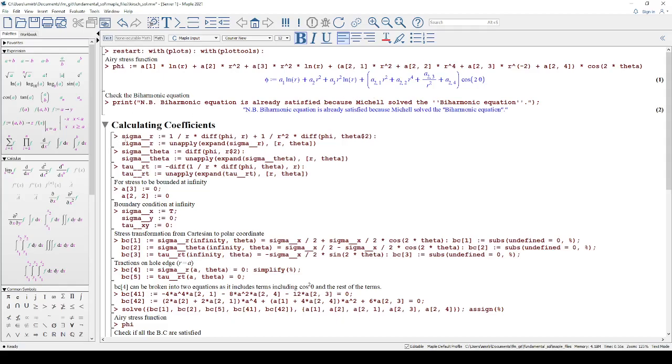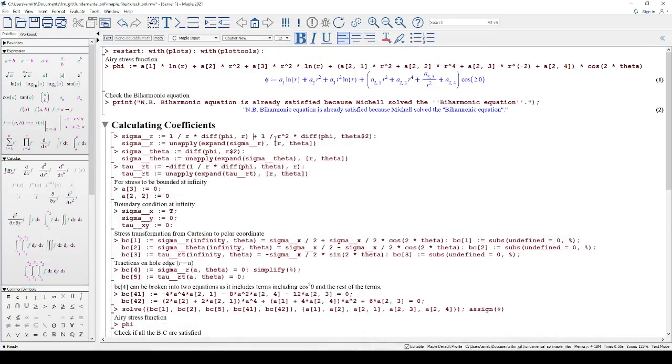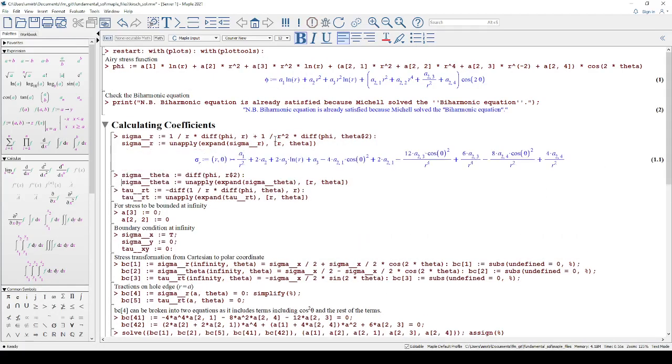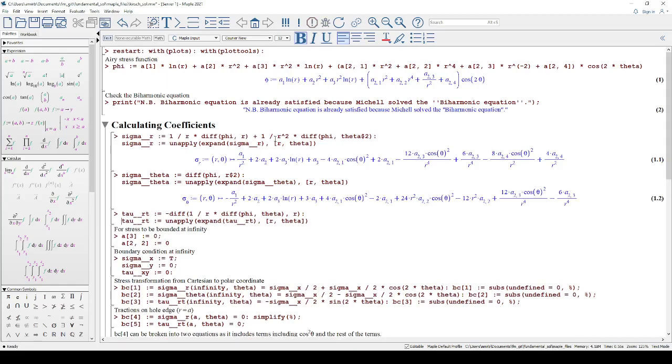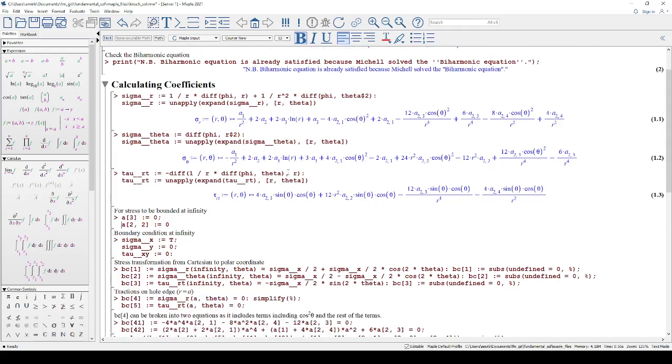And here I have sigma r equal to this, sigma theta, and tau r theta, which I actually just put here in Maple. So you have your sigma r equal to this expression, sigma theta and tau r theta. And in the second line, basically, I said that these are functions of r and theta. So sigma r is a function of r and theta.